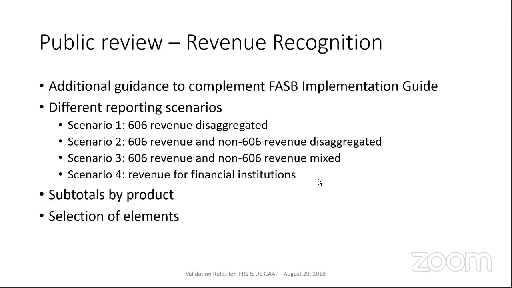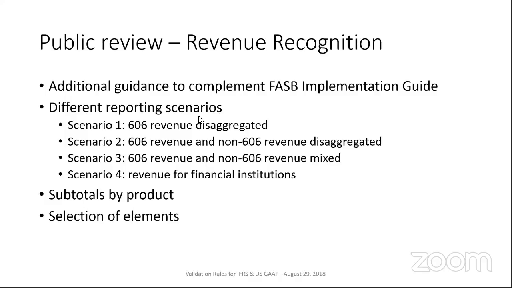And finally, scenario 4 is really revenue for financial institutions. A lot of these disclosures can be a little bit tricky, because usually they'll report lots of different revenue: interest-related revenue, non-interest-related revenue. Some of it's 606, some of it isn't. How do we break it up across different products? So it addresses that. We have some complicated examples on there and how those should be treated.